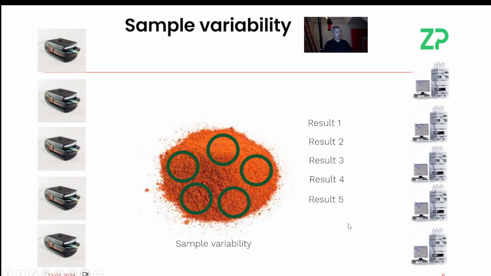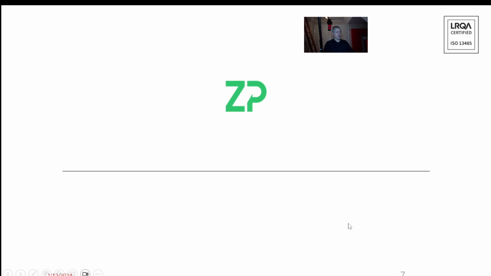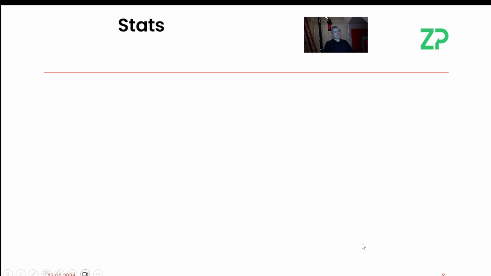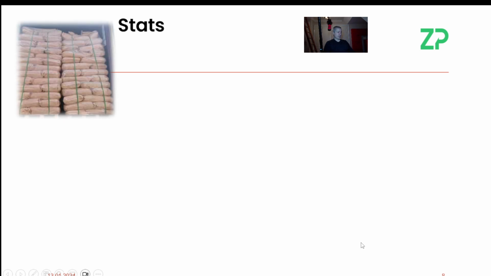Just because of that, we've obviously got the food sense, so we can actually do a lot more testing in a lot less time. I am going to introduce the terms average, which most people obviously understand, the standard deviation and relative standard deviation, which might be new terms to people. And I'll also talk about outlier rejection as well.